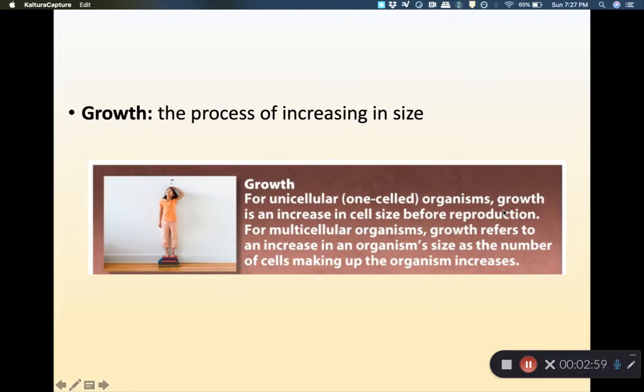Again, we're starting to think about things in terms of a cellular level. So keep that in mind as we move through these next few lectures.